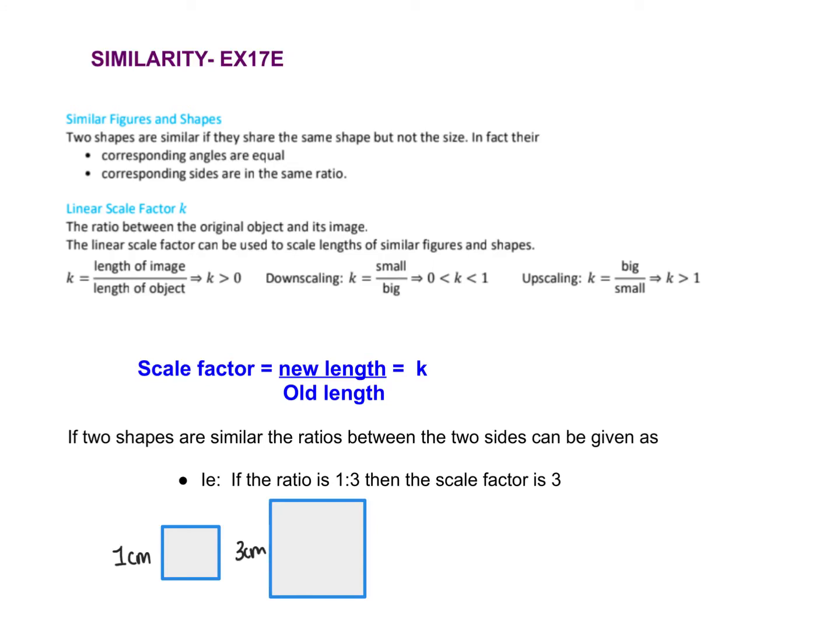All right, so today we are looking at similarity. Two shapes are similar if they have the same corresponding angles, or what they say is the corresponding sides are in the same ratio. So for example, if I had a square and then I have a bigger square, yeah, they are similar.